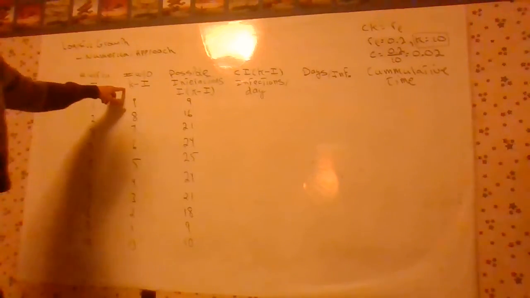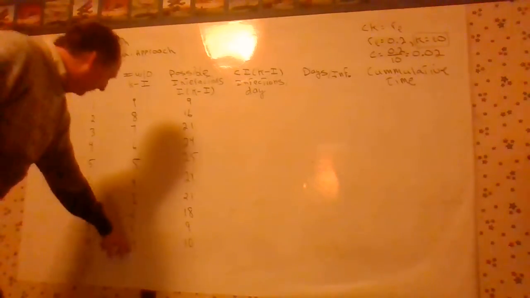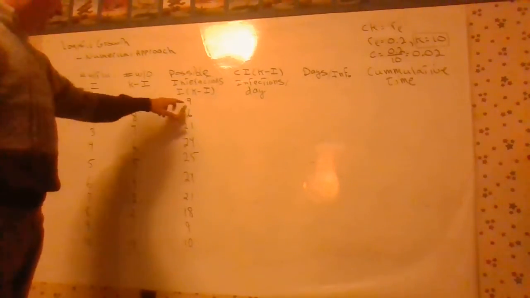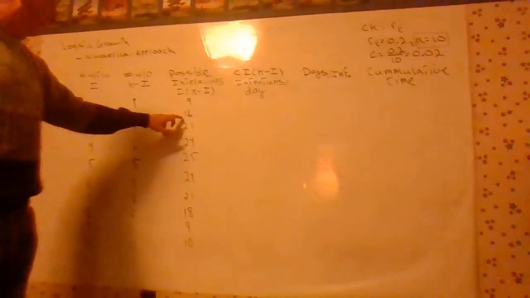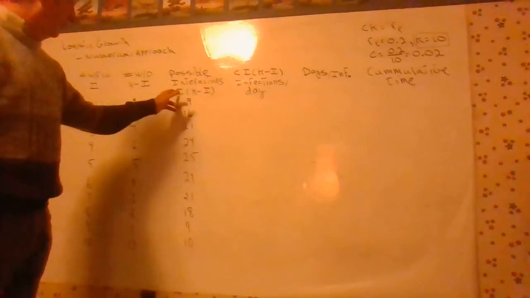The number without the flu is just 10 minus 1, so 1 plus 9 is 10, 2 plus 8 is 10. 9 comes all the way down to 0. Number of possible interactions, well, 1 times 9 is 9, 2 times 8 is 16, 5 times 5 is 25. You just multiply I times k minus I.